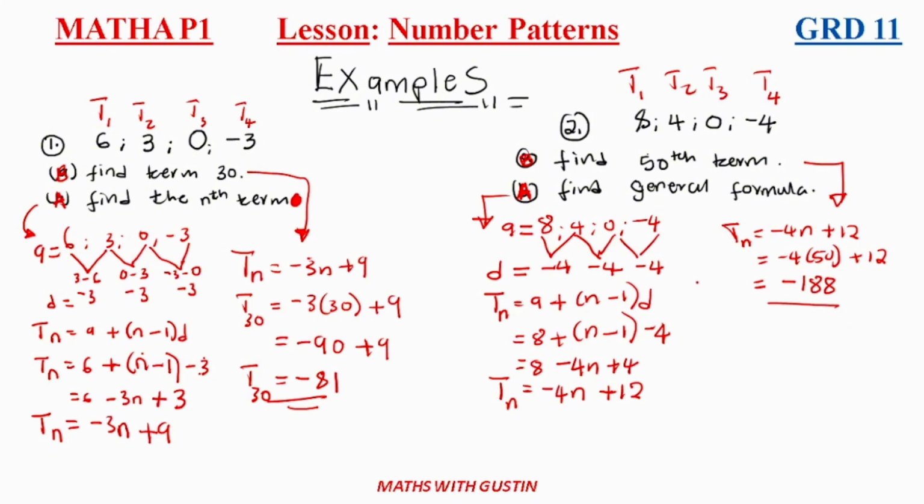What I'm saying now is that this is what they might say to you, guys. They might say, find which term is equal to negative 188. If they were to ask you like that, you would say, therefore Tn, which you don't know what it is, is equal to negative 188. Then you go to your general formula. You say, if Tn is negative 188, what is n? Then you calculate backwards and look for n, which in this case you would realize has to be 50.